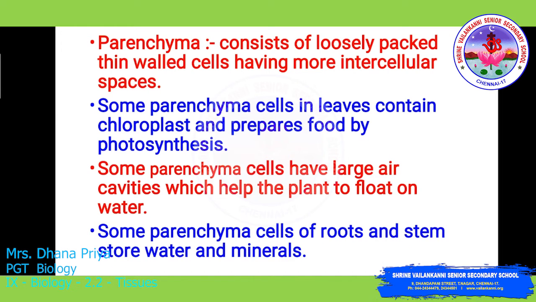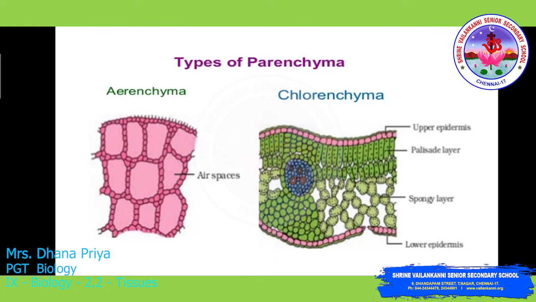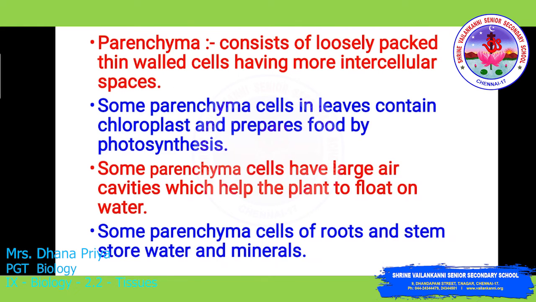Some parenchyma cells in leaves contain chloroplast and prepare food by photosynthesis, and this is called chlorenchyma. Some parenchyma cells have large air cavities which help the plant to float on water. This type of parenchyma cell is called aerenchyma. So based on the pigment and based on the air cavity, this parenchymatous tissue is differentiated into two: one is chlorenchyma and the other one is aerenchyma. Some parenchyma cells of roots and stems also store water and minerals.